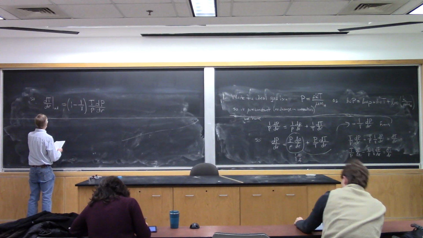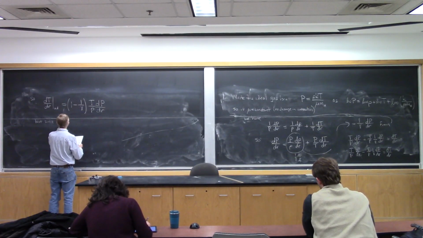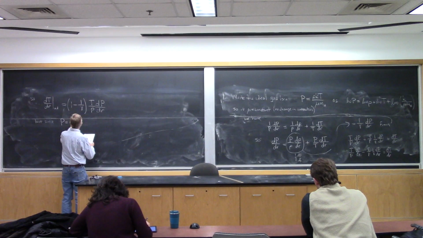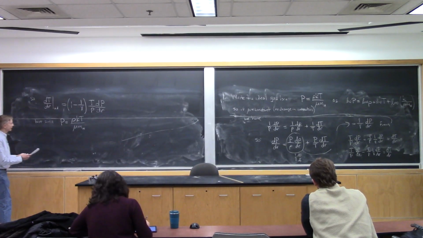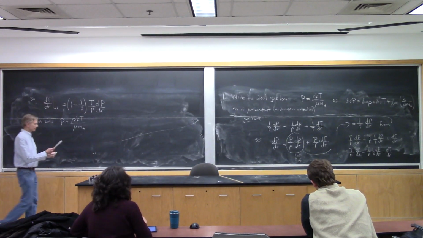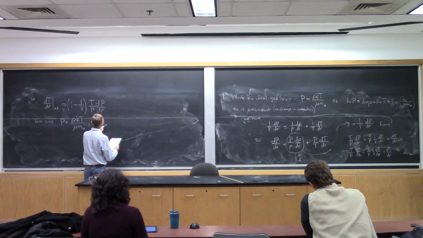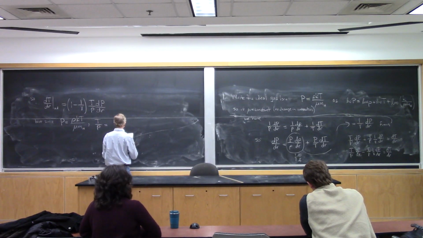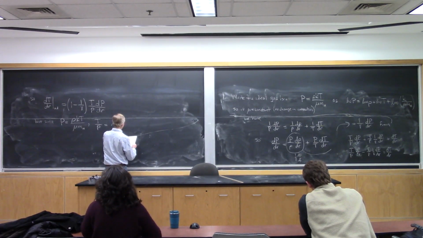Since P is equal to rho kT over mu mH, because the ideal gas law still holds here, that didn't stop, we have that T over P is equal to mu mH over rho k.